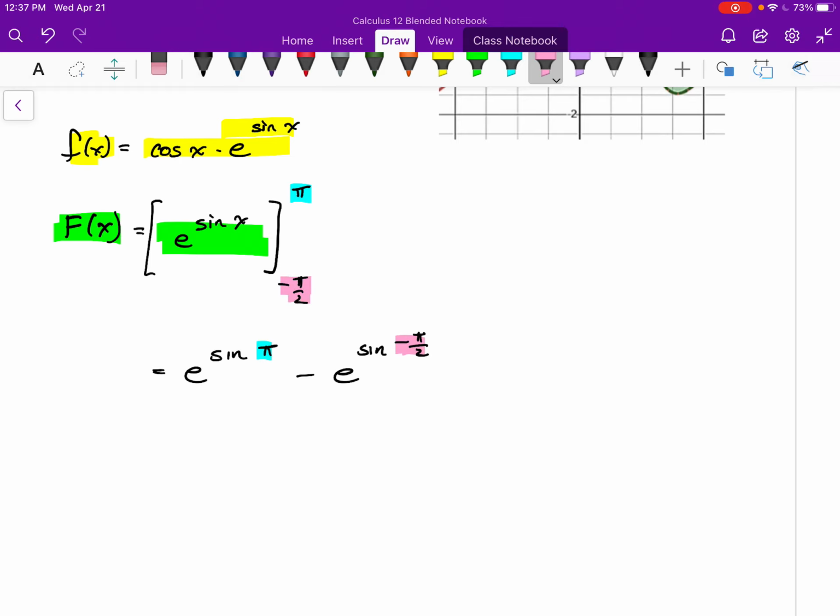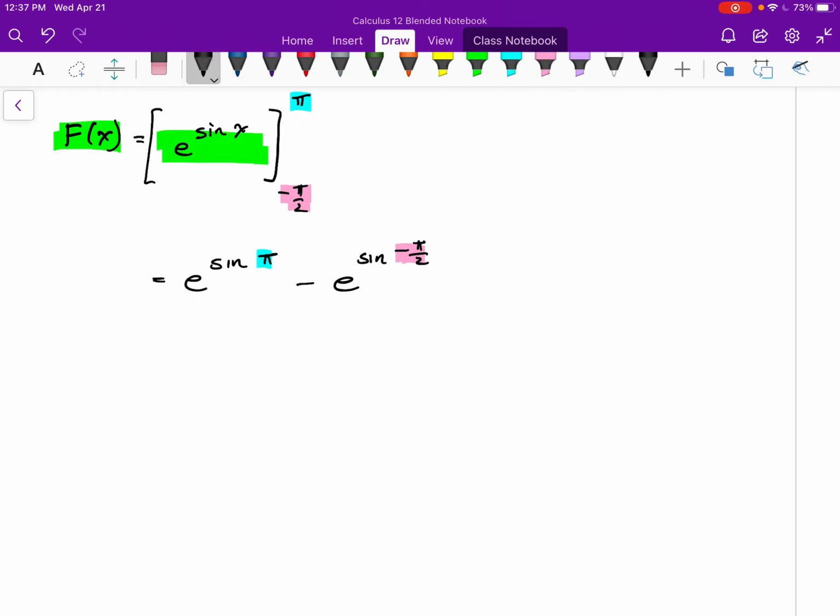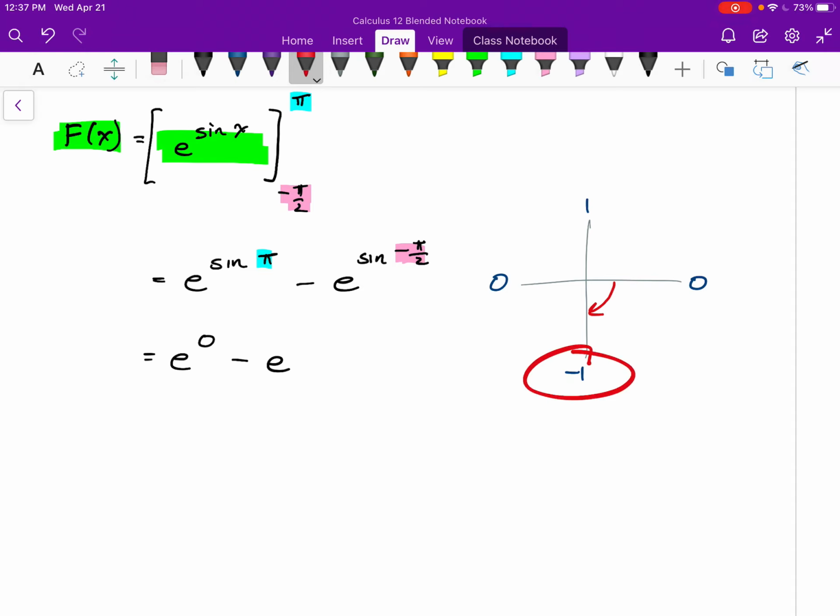So I'm just about done. What is the sine of pi? The sine of pi is 0, right? If we think back to our angles in standard position, the sine function starts at 0, goes up to 1, goes back down to 0, goes down to negative 1, and on and on. Minus, what's the sine of minus pi over 2? Minus pi over 2 is this angle going 90 degrees backwards. And I can see from what I've drawn already, the sine of minus pi over 2 is negative 1. So e to the negative 1.